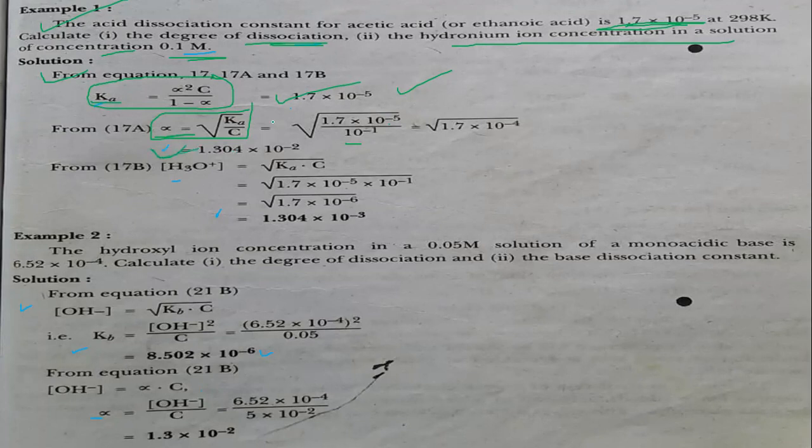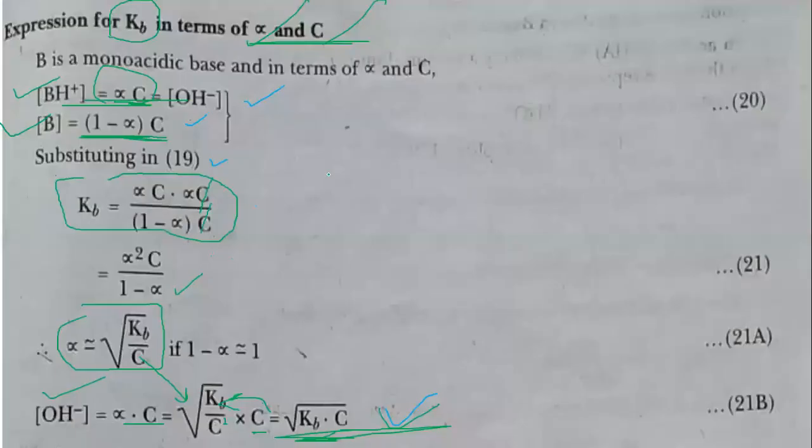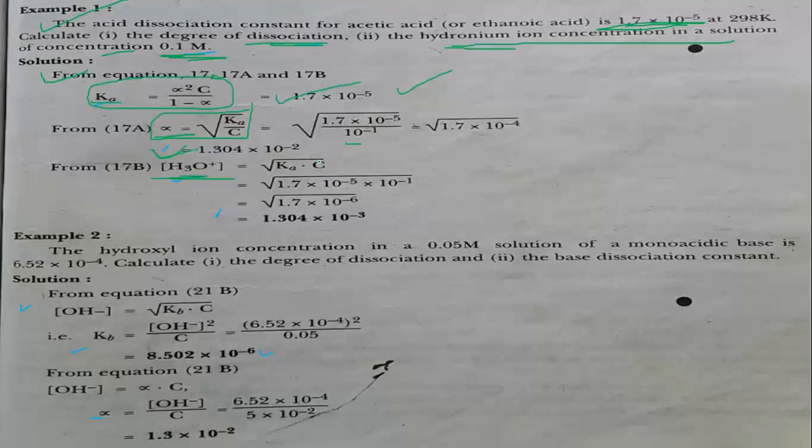Similarly, the hydronium ion concentration of a solution having concentration 0.1 molar. Put the values. You know that H3O+ is equal to the square root of K into C, that we have seen in the previous equation, no need to go back. Just put the values and you will get the hydronium ion concentration as 1.304 into 10 raised to minus 3.